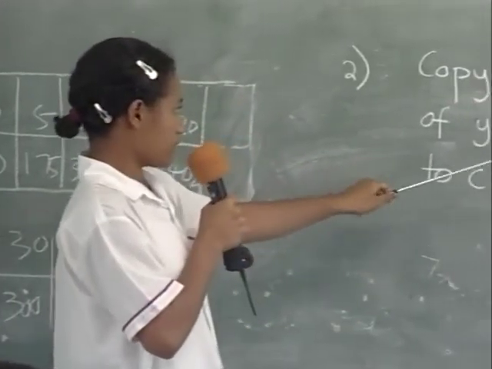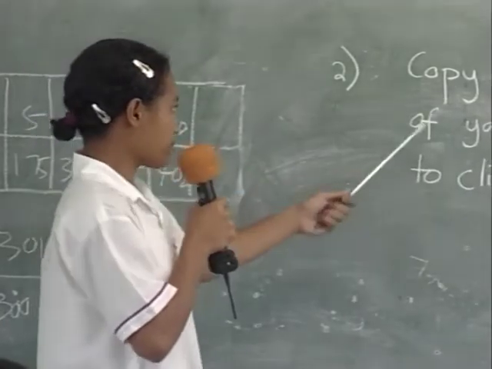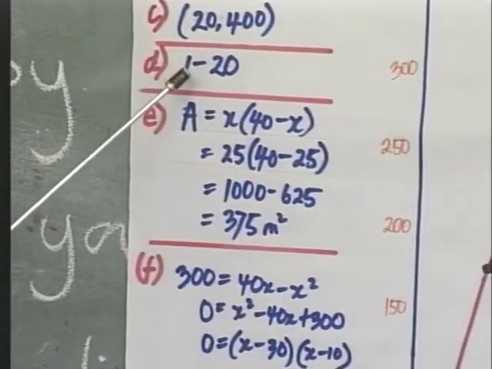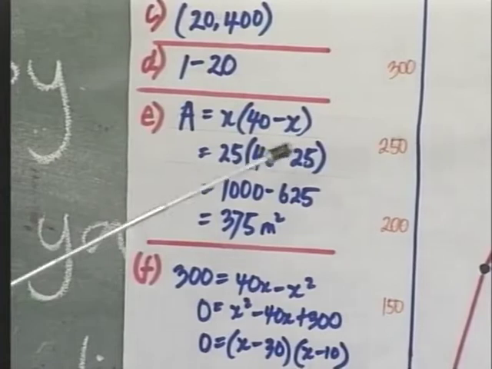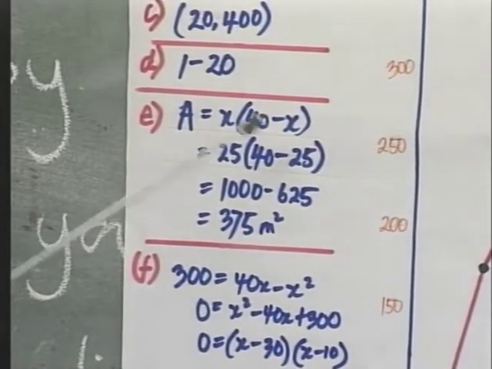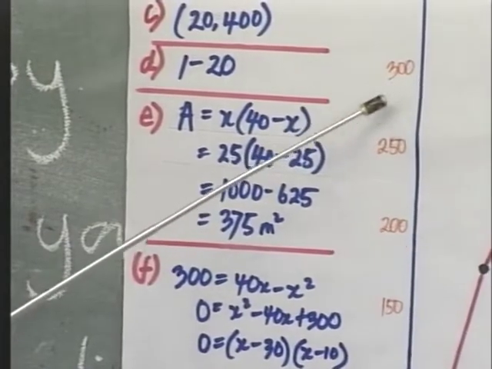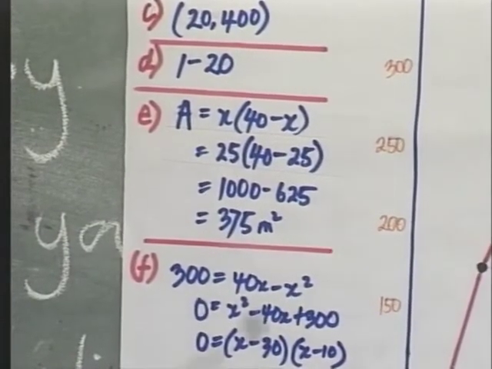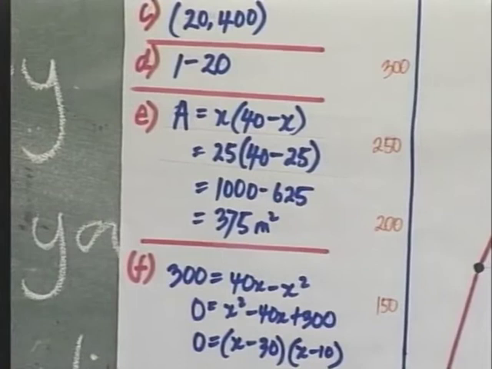For D, it reads, what values of x are meaningful in this problem? The values of x that are meaningful in this problem are x values ranging from 1 to 20, because as the length increases, the area also increases. It's impossible for the area to decrease when the length is increasing.